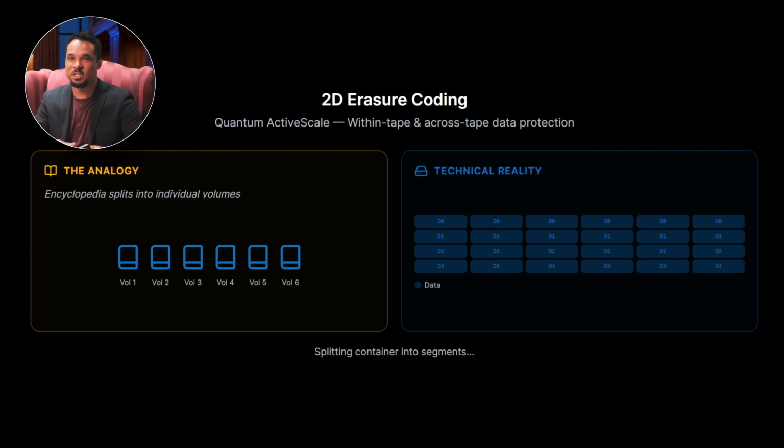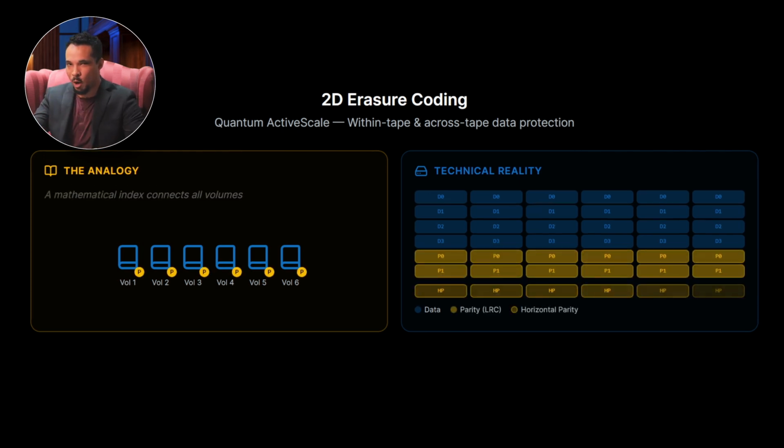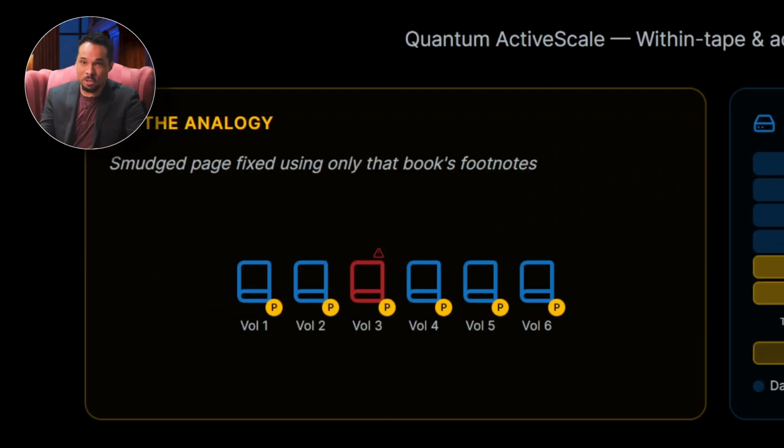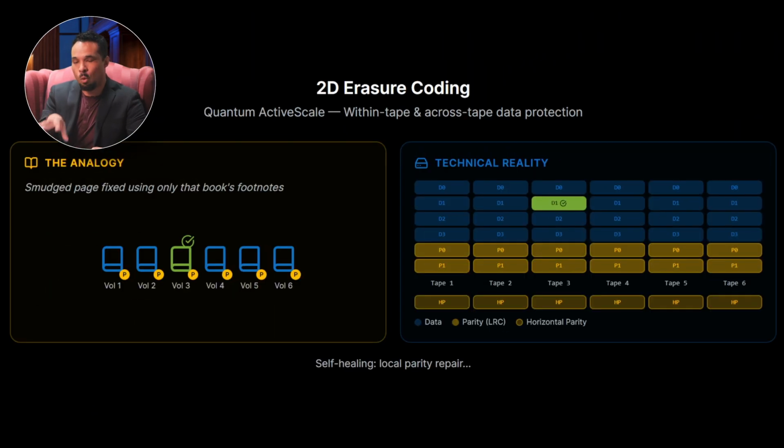Every page has its own self-correction footnote, or on the LTO tape with data, local reconstruction code. If a page is smudged, you fix it instantly using just that one book. This local self-healing is how you get 19 9s of durability. Your archive barely notices when something goes wrong.